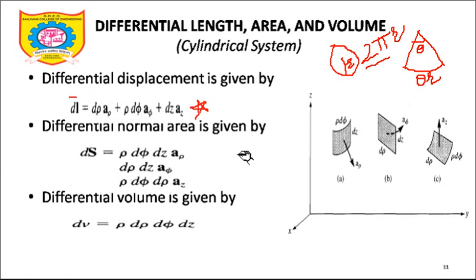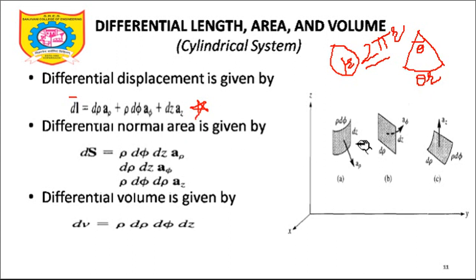So try to understand: whenever I get an angle in the coordinate system, it won't come alone. Since it is a curved surface, I cannot calculate its length directly. I need to calculate it along with the radius plus the angle traced by that particular arc. So it is rho d phi a phi bar plus dz az bar.